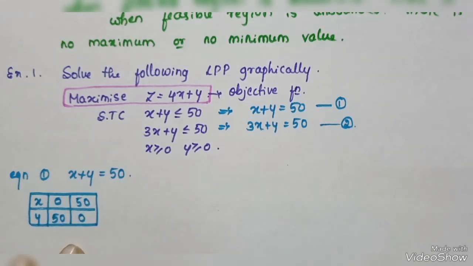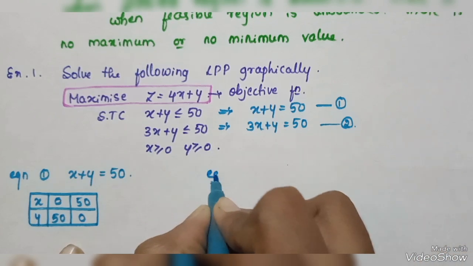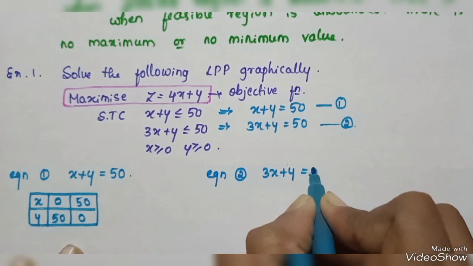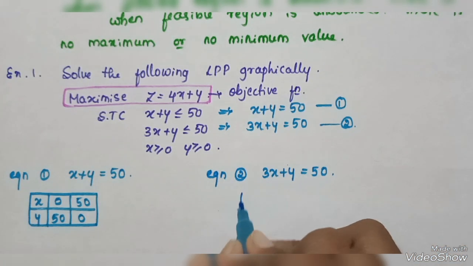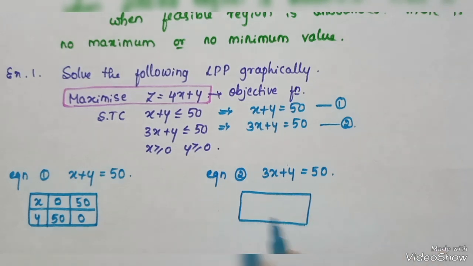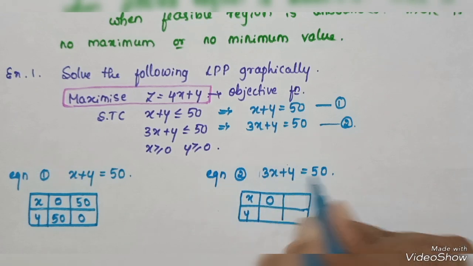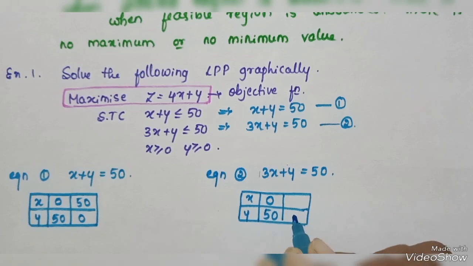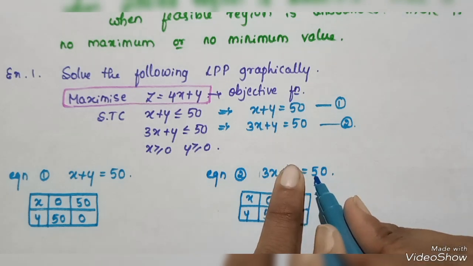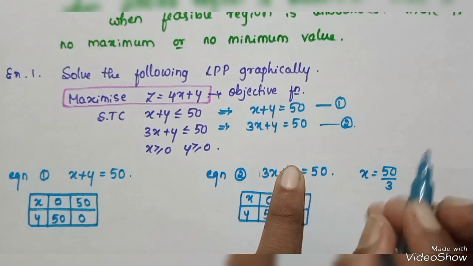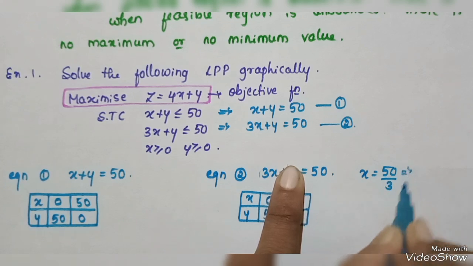Now again consider equation 2, that is 3x plus y equals 50. Here also I am taking a box for the points, x, y. First put x equals 0, y equals 50, and again put y equals 0. What is the x value? When y equals 0, x equals 50 by 3.